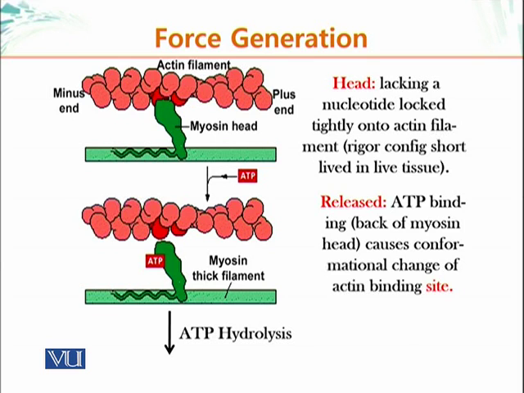ATP molecule binds myosin head on the back side of the myosin head, causing a conformational change of the actin binding site. So when ATP is bound to the backside of the myosin head, it causes release of the actin filament. This doesn't happen in people or animals once they die, so of course the body becomes very stiff. Next step is ATP hydrolysis. So we'll move to the next step.